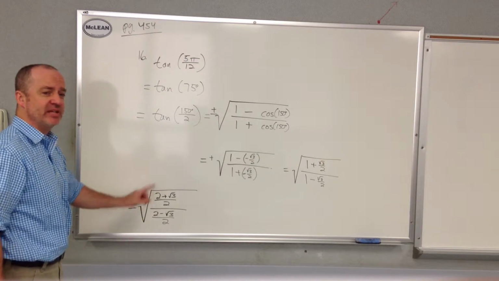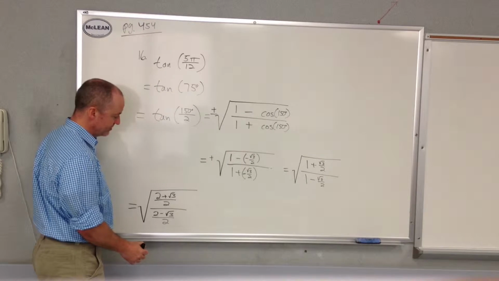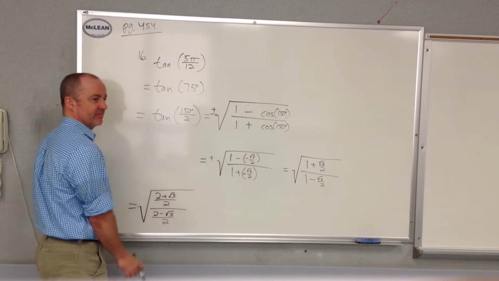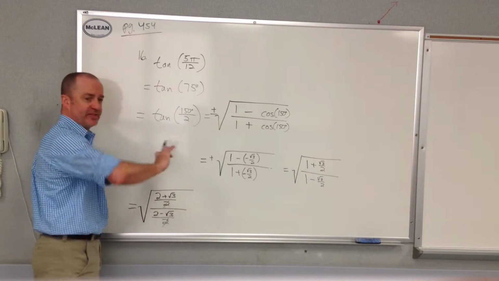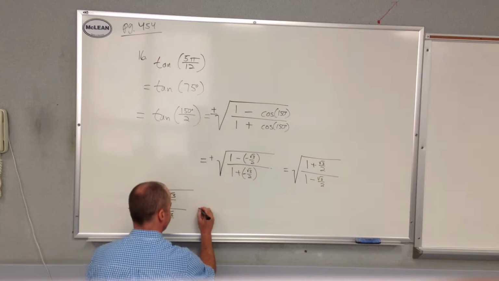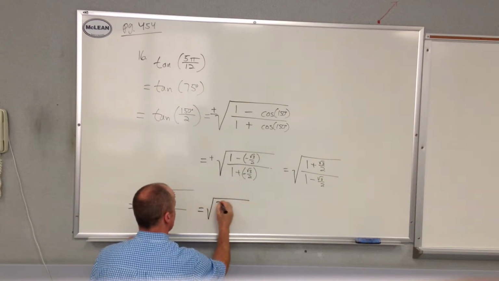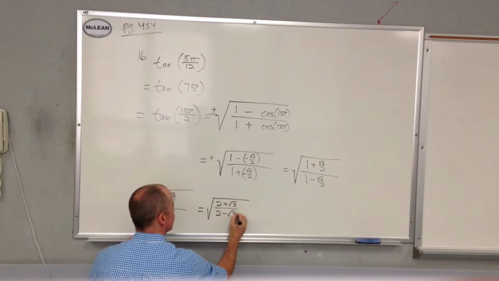Once I have the same denominator, top and bottom in a complex fraction, what can I do? Same denominator. You can cancel them out. If I flipped it, they would cancel. If I multiplied by the reciprocal, I can just get rid of it. And now I'm down to the square root of 2 plus root 3 over 2 minus root 3.